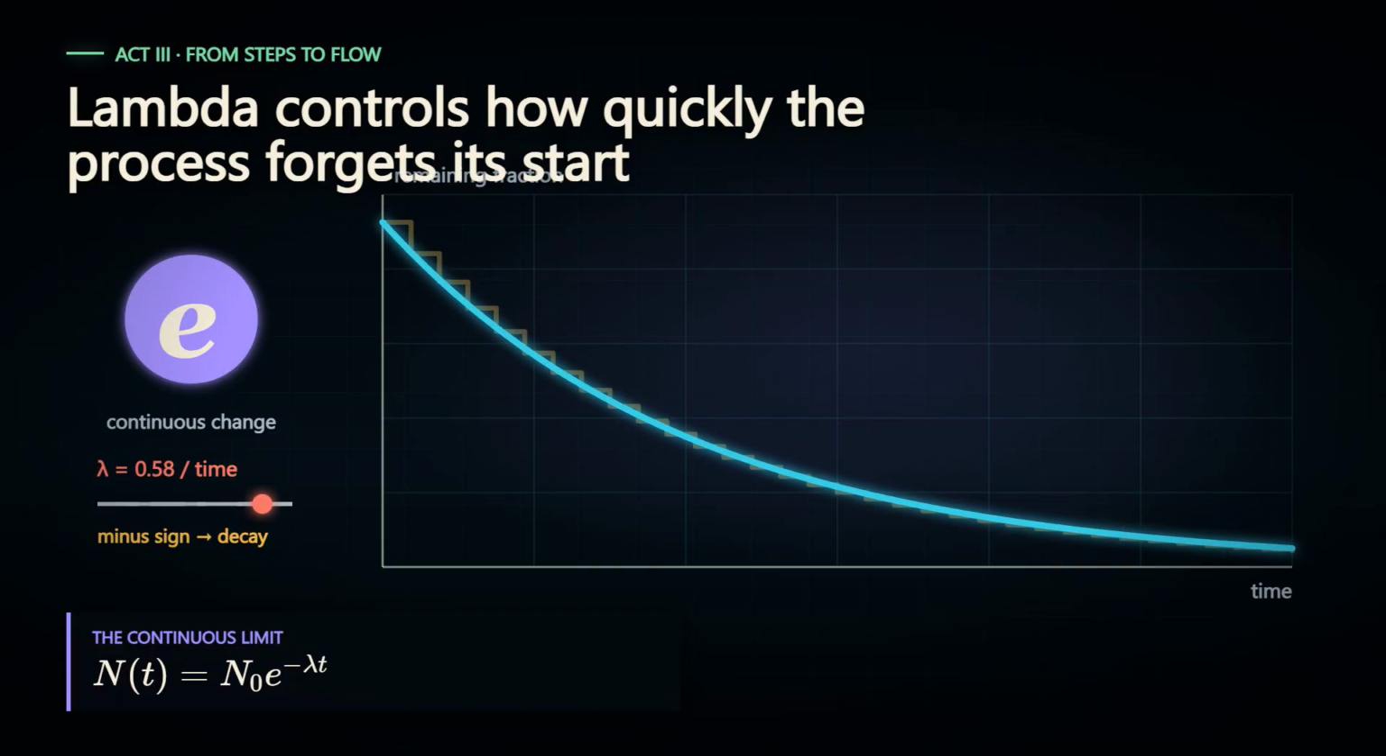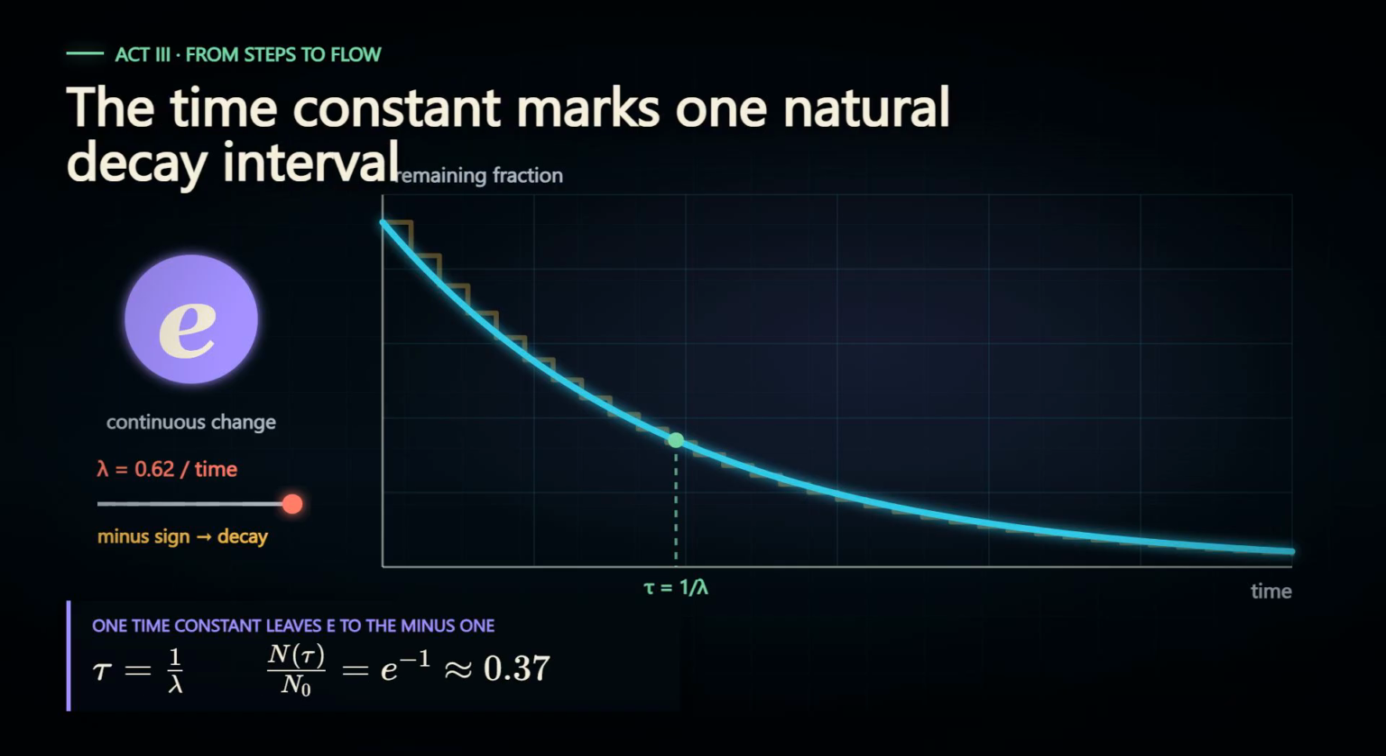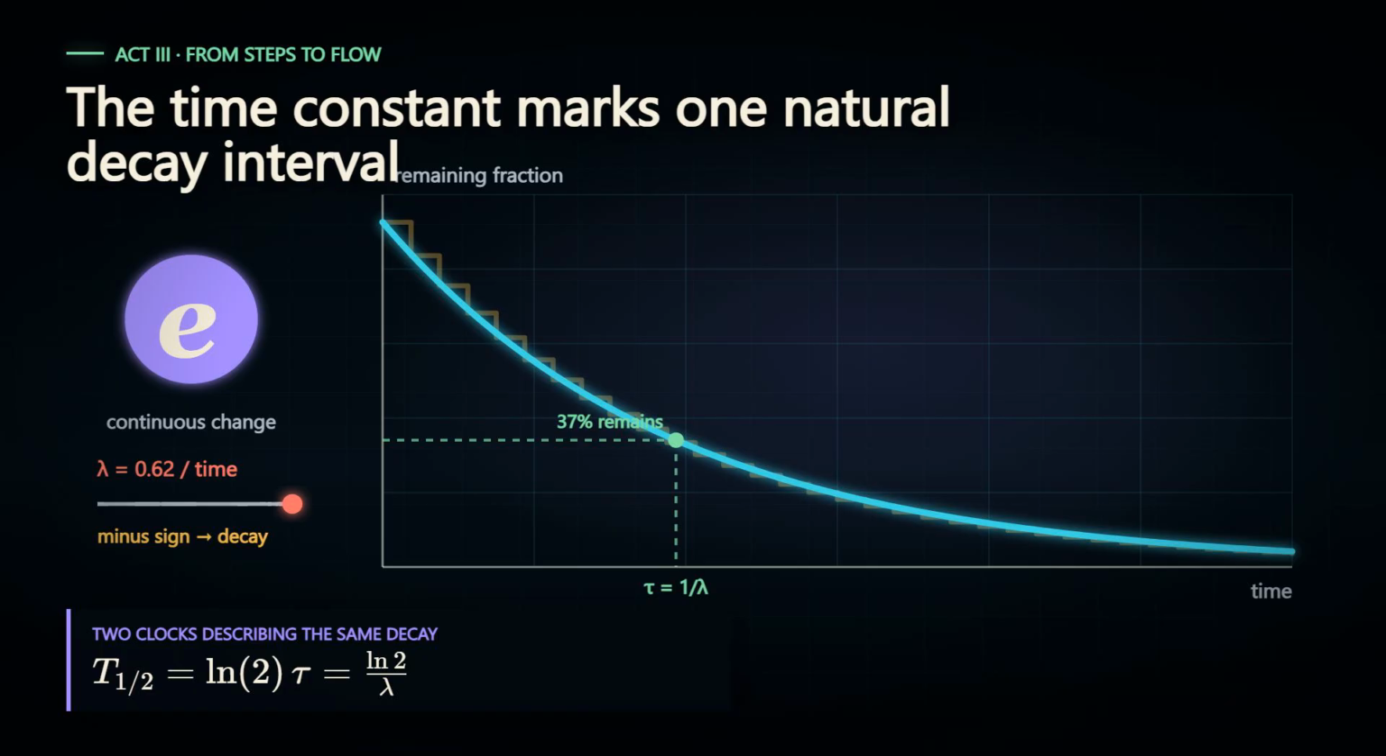Lambda has units of inverse time. A larger lambda means a faster fractional loss. Its reciprocal, tau, is the time constant. After 1 tau, the remaining fraction is e to the minus 1, about 37%. Half-life and time constant are two clocks for the same curve, related by t1/2 equals the natural log of 2 times tau.